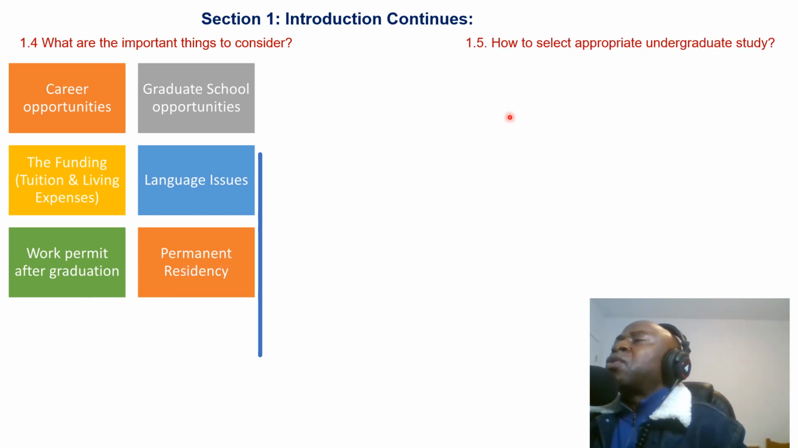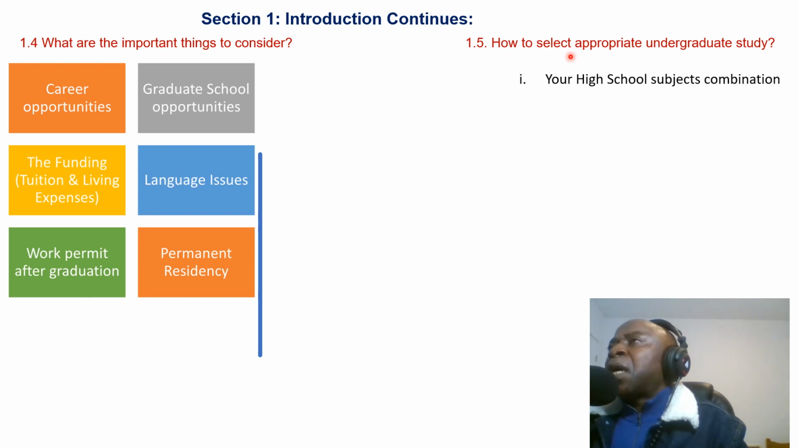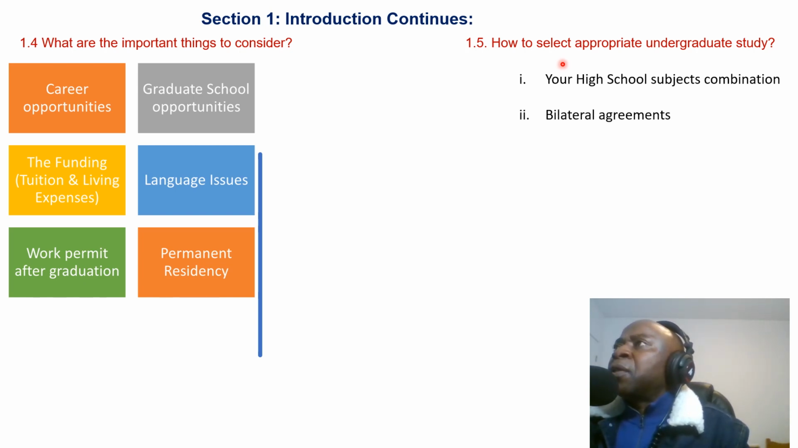Having done that, we will go to the next issue: how to select appropriate undergraduate studies. Among the issues to look at is your high school subject combination. If you want to study engineering, in high school you have to make sure that you study physics, mathematics, and some other subjects. Make sure that your subject combination in high school matches what you want to study.